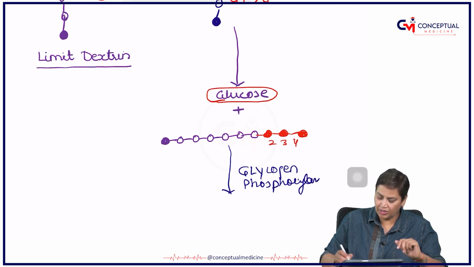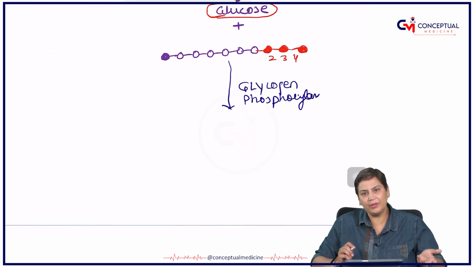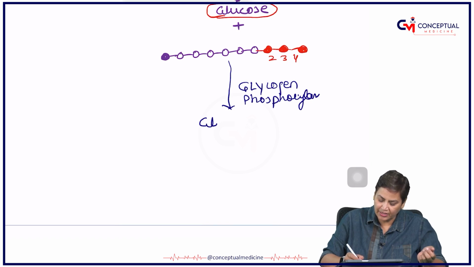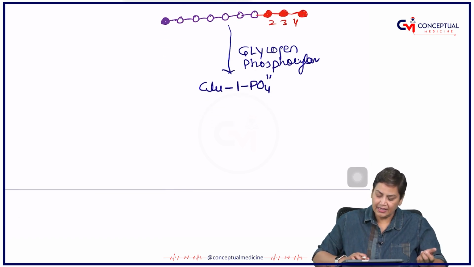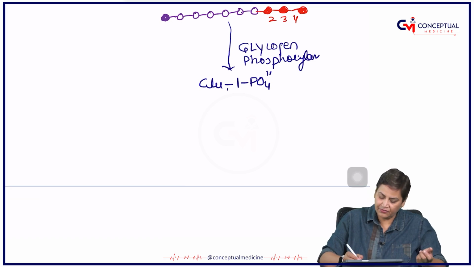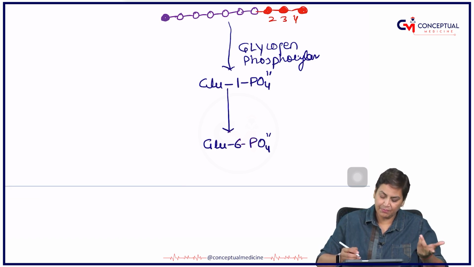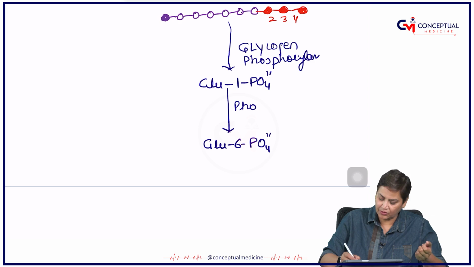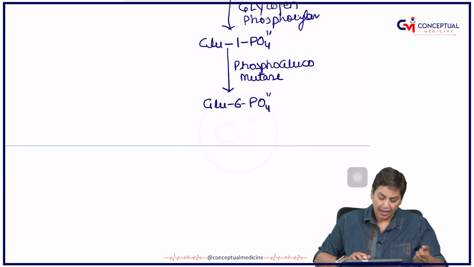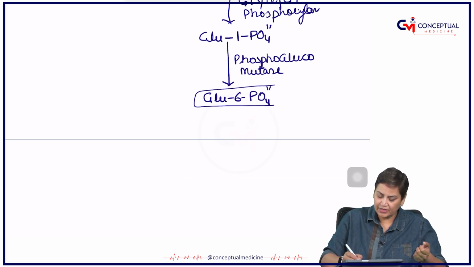Now it is a linear molecule as you can see. So what will be released in the end? What are we going to get? We are going to get glucose 1-phosphate. It's clear. Okay. Now this glucose 1-phosphate will be converted into glucose 6-phosphate. Simple, 1 to 6, so the enzyme is phosphoglucomutase. So I can say that glucose 6-phosphate is synthesized.